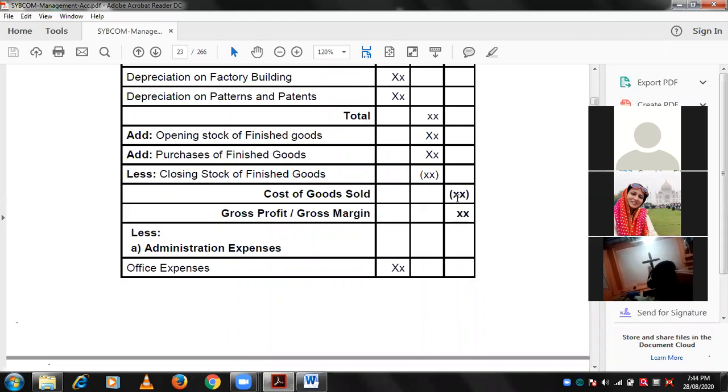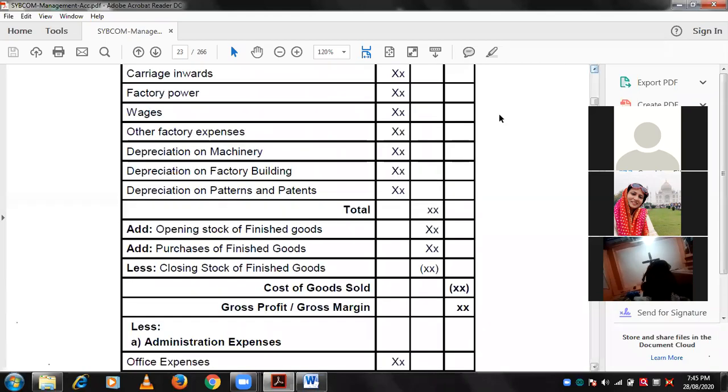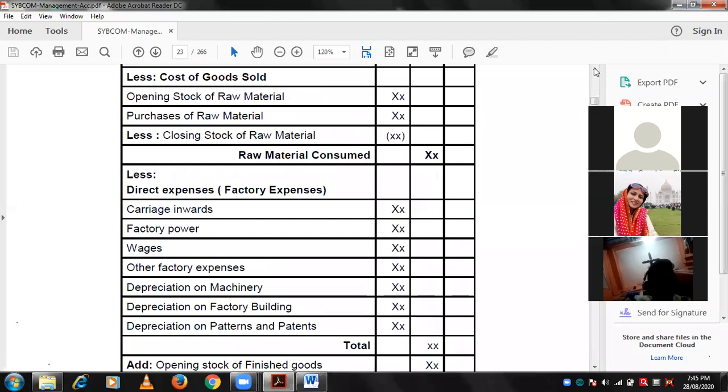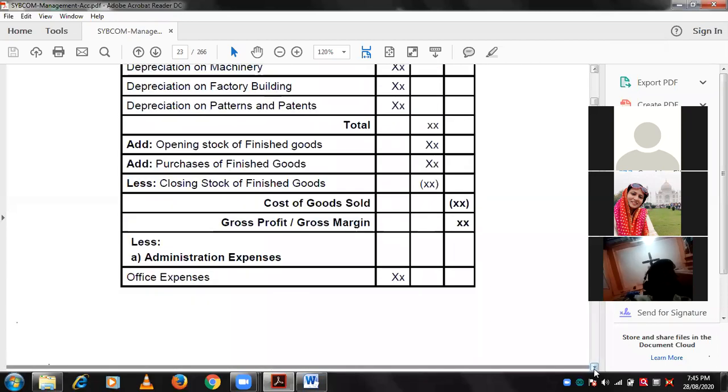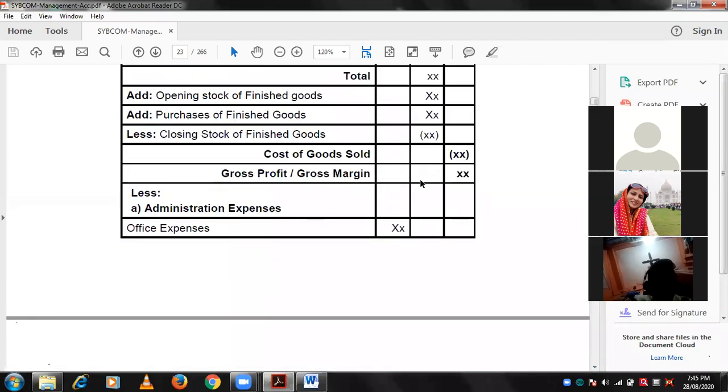So by deducting this cost of goods sold from the net sale amount, what we arrive at is gross profit or gross margin. Okay. So after getting this gross profit, then we move to the profit and loss account.